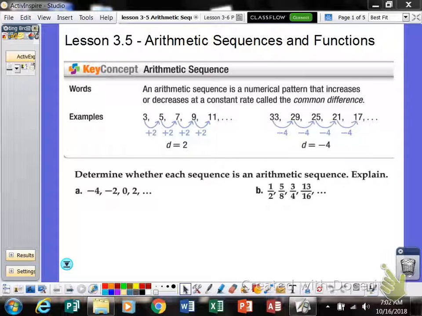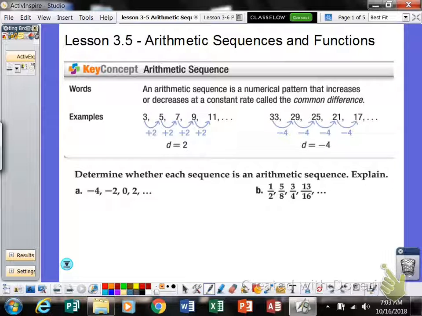In lesson 3.5, we're going to talk about arithmetic sequences. Arithmetic is just adding something to get to the next term or subtracting something to get to the next term. So an arithmetic sequence is a numerical pattern that increases or decreases at a constant rate we call the common difference. If it's arithmetic, it's going to have a constant increase or a constant decrease.